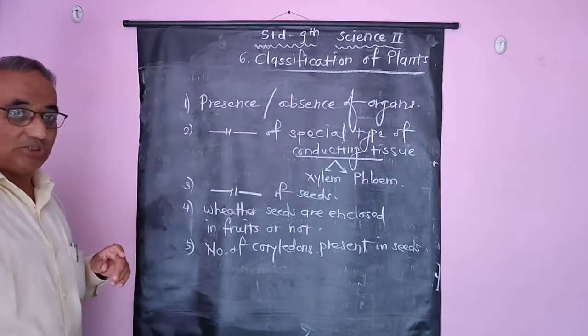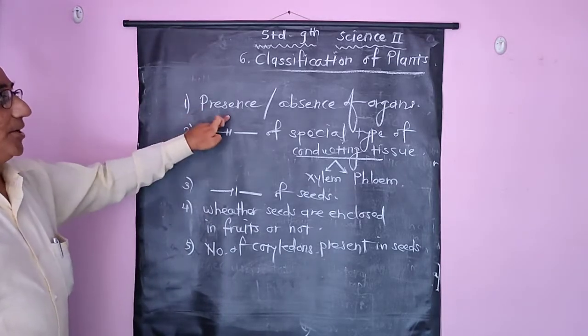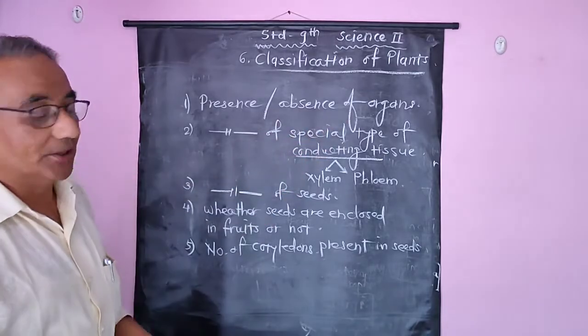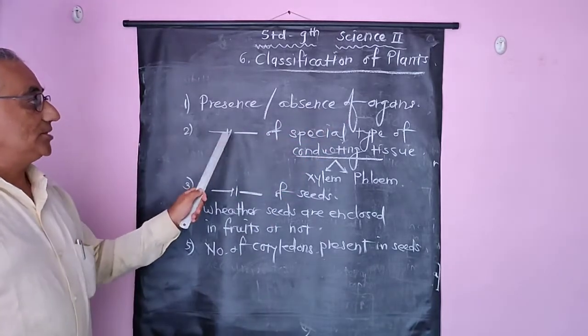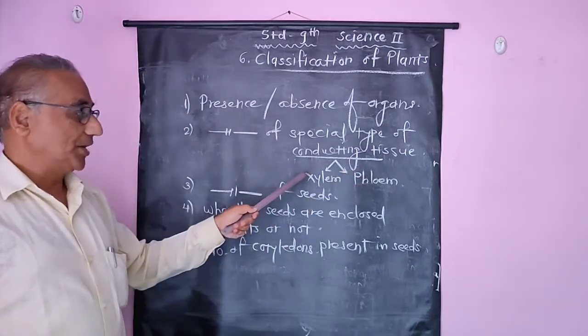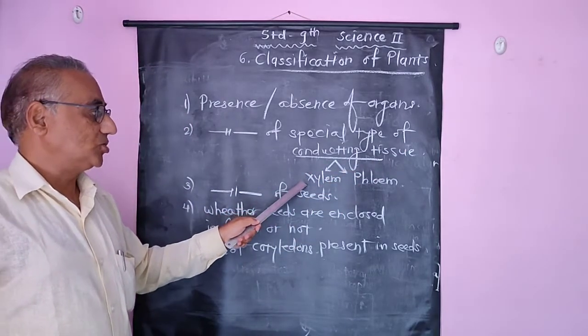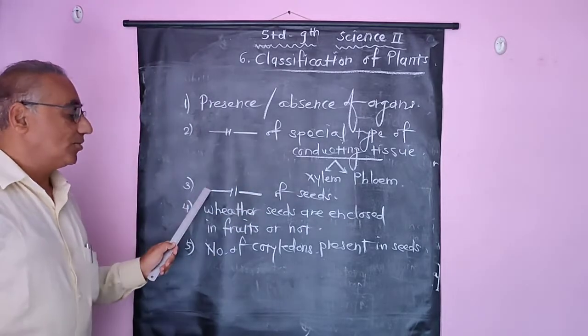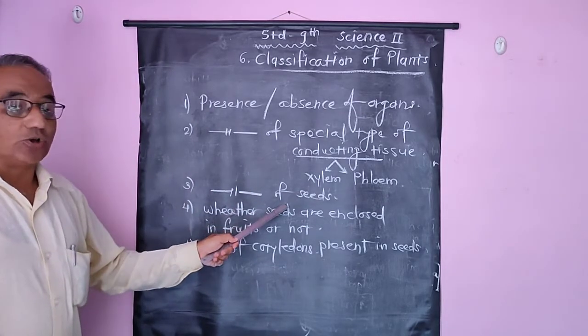Let us revise in short. The first one is presence or absence of organs, right? Second one, presence or absence of special type of conducting tissue. We know what that special type of conducting tissue is, that is xylem and phloem. Third one is presence or absence of seeds.